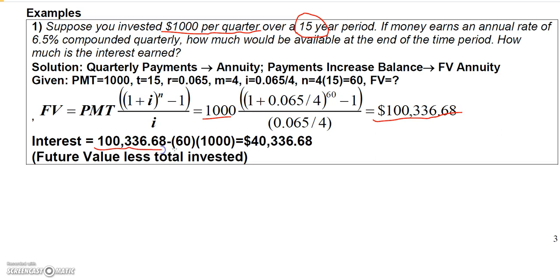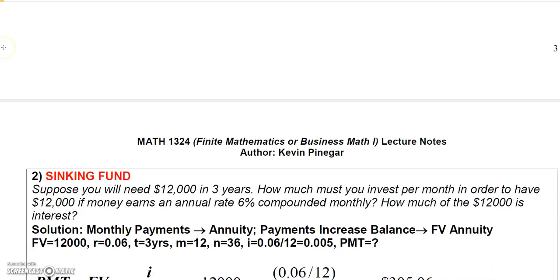Now, to find your interest, you just take the future value, in other words, what the account is worth, less what you invested. Now, you invested 60 payments of $1,000, so you only invested $60,000. So if you take the future value of the account minus the $60,000 you invested, then that's how much of the investment is actually interest. So that's how you find the interest there.